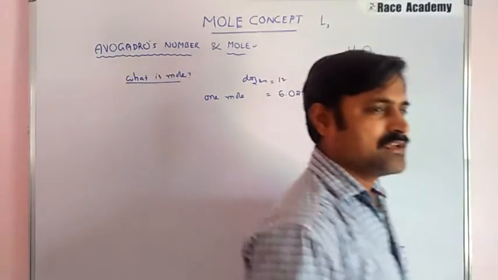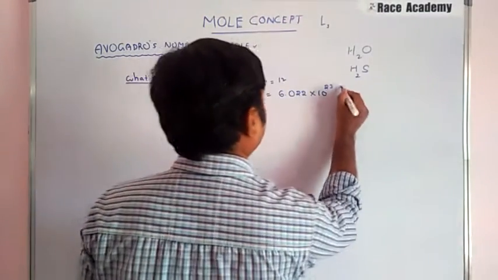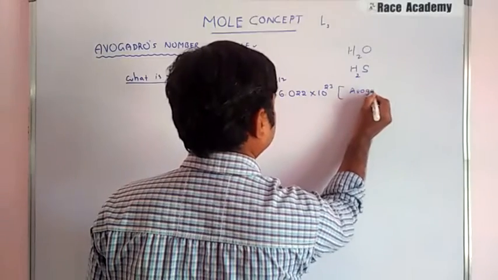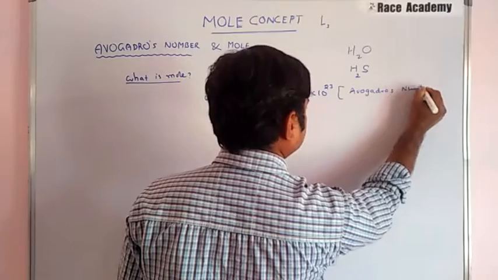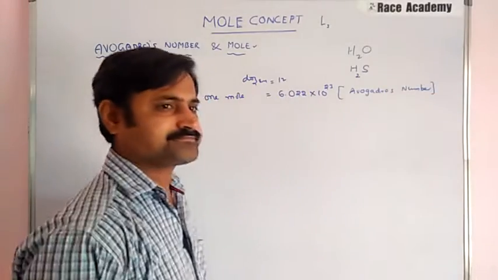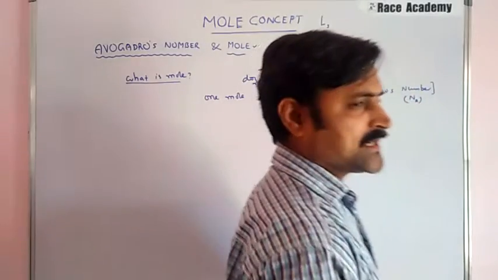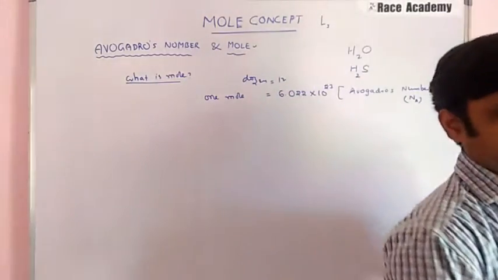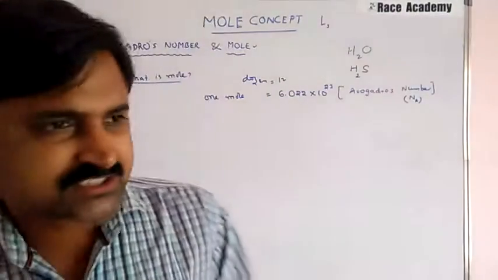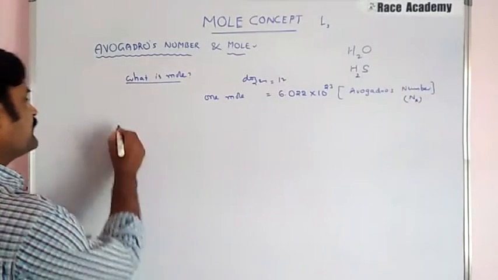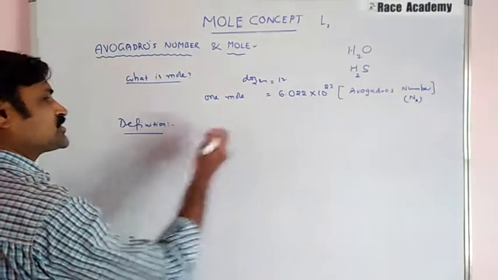That is something large. This number is called Avogadro's number. You can also indicate it with the letter N, where A is the subscript. So, what is the definition of mole? If anybody asks what is the definition of mole, then you will start telling like this.